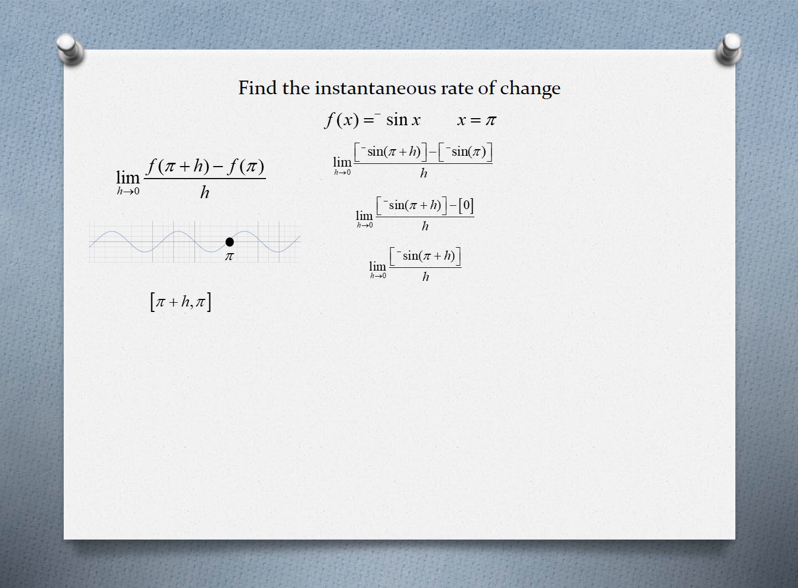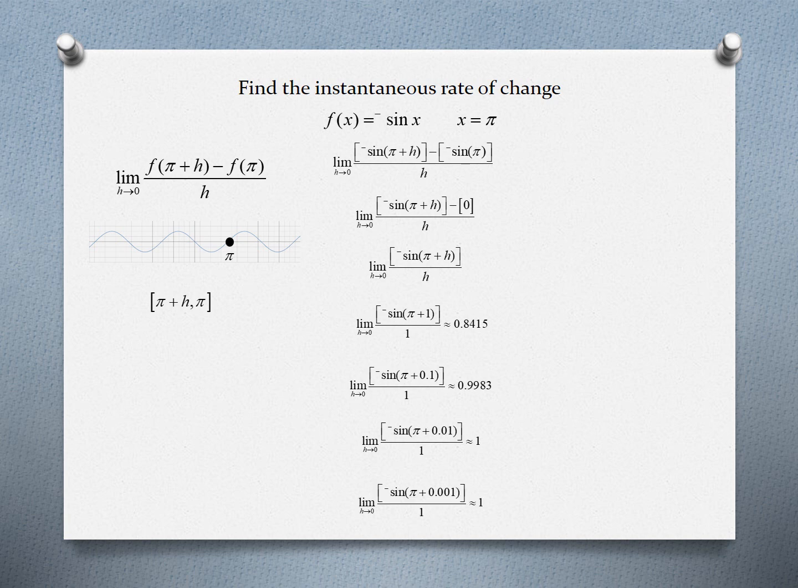So in this case, I really don't have much of a choice. I just need to manually handle my h. So I'm going to look at h is 1, and I'll simplify and determine that value. I'll look at h is 1/10. I'll look at h is 100th. I'll look at h is 1000th, and then I discover, oh, I'm just getting 1 now.